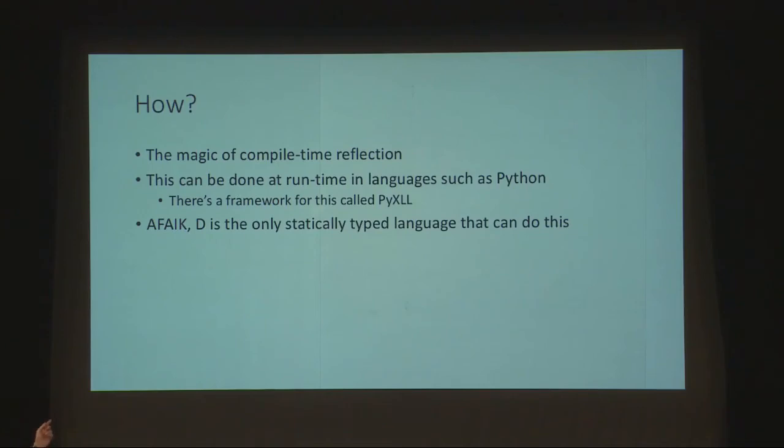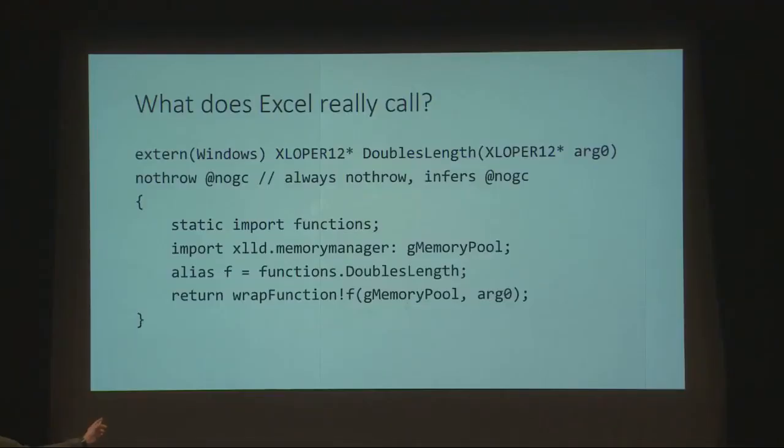If you happen to allocate memory, well, oh wait, I was going to get to that. How do we do this? Well, compile time reflection, like I said. You can do this in Python. There's a library to do it, but it's at runtime. As far as I know, D is the only statically typed language that can do this sort of thing with no boilerplate. You write nothing, we handle it for you. Excel really calls this function, which is written for you using string mixins. Yep, I'm nearly out of time. So this is basically what happens. It imports your module, calls your function, auto-converts everything, and then returns.